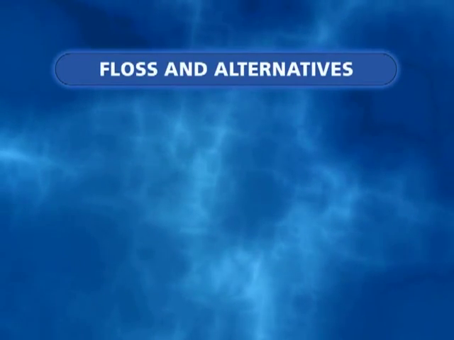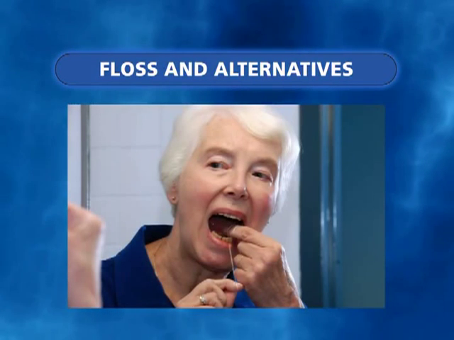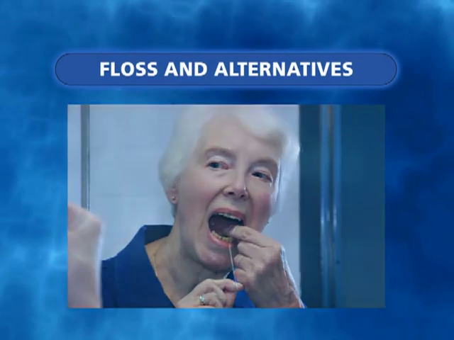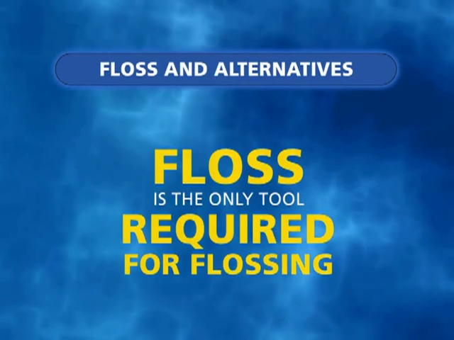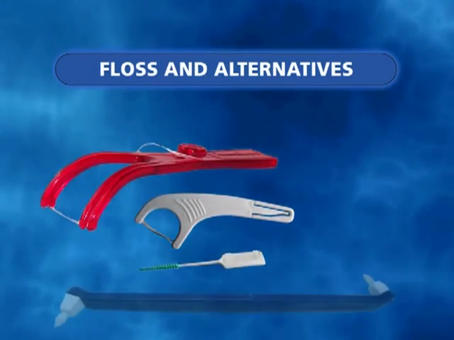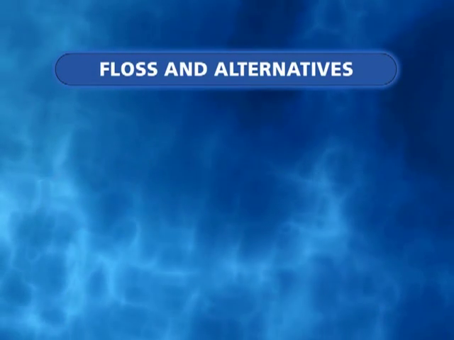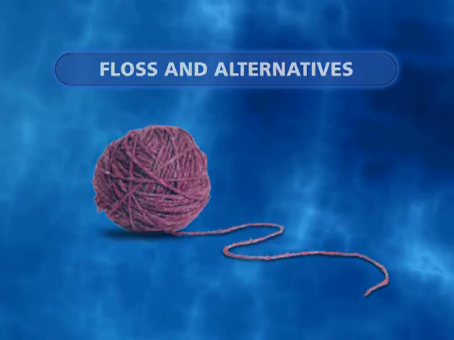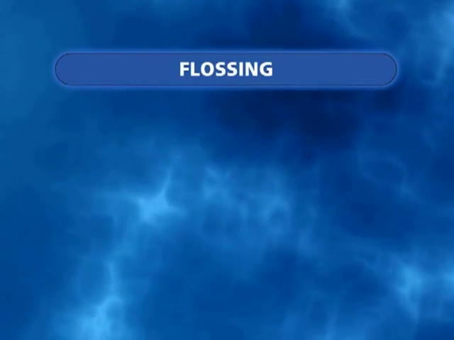Floss and alternatives. Flossing is important because it cleans plaque and food debris from between the teeth where toothbrushing cannot reach. Floss is the only tool required for flossing. There are a variety of flosses available commercially. If the spaces between the teeth are wide, something as simple as a fine knitting yarn can be used for flossing. Here are some guidelines for effective flossing.